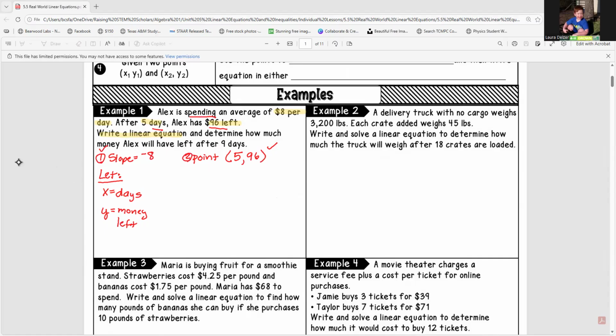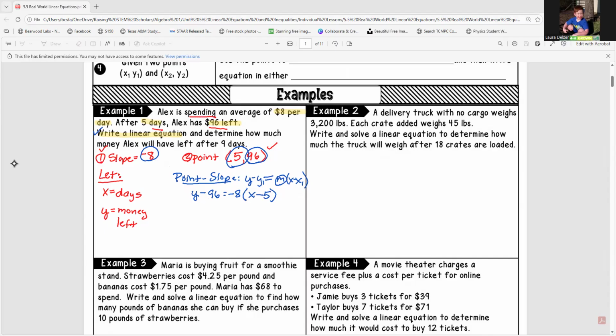So let me go ahead and grab a different color. So we're going to use our point slope equation. And remember, that's going to be y minus y1 equals m times (x minus x1). And then we're just going to simply plug these numbers in. So I've got my y minus my y1, which is 96. My m is my slope, that's -8. And then I'm going to do x minus my x1, which is this 5. And that's my equation. So we've written our linear equation.